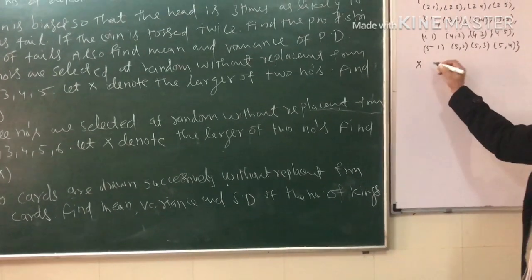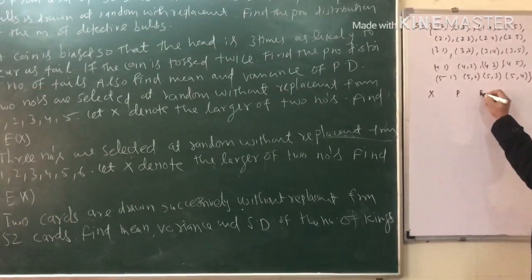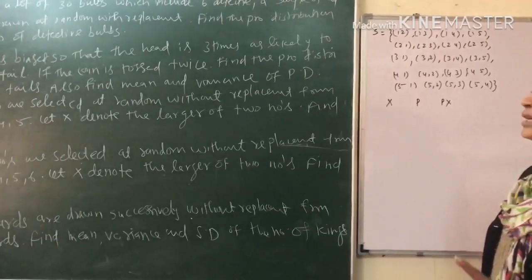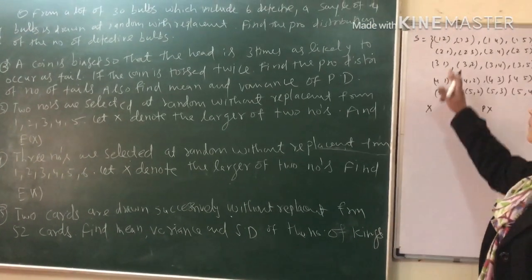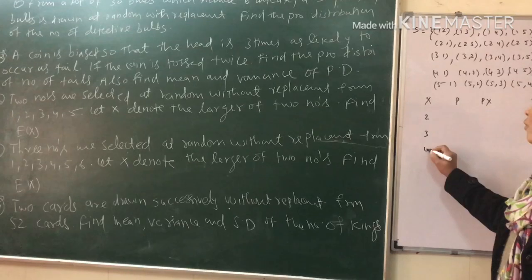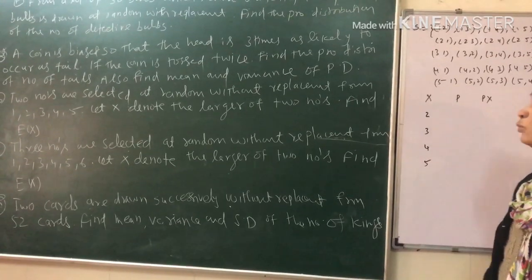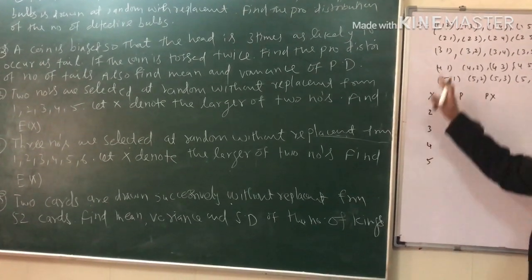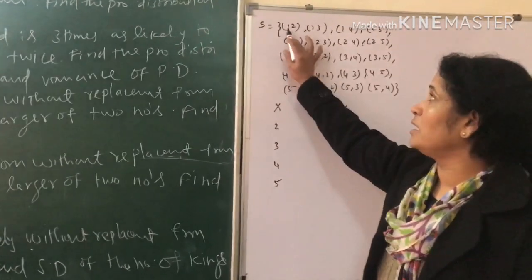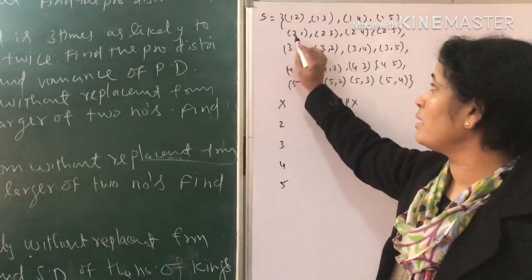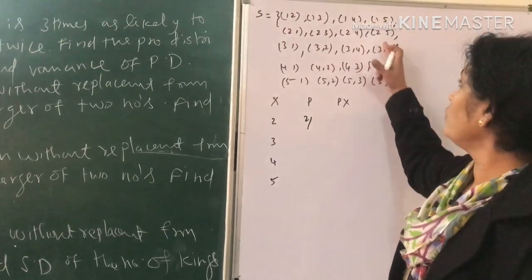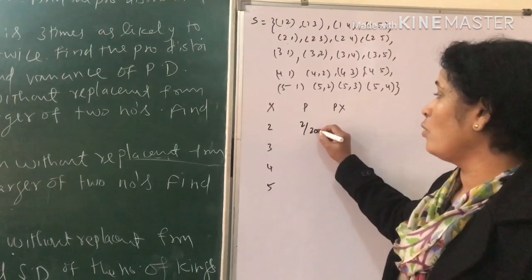Now x, then E(x) they are asking, xp, then px. X means there are two numbers they are selecting, so x denotes the larger of the two numbers. Minimum larger number is how much? 2. So either 2, 3, 4, 5. Okay. Now out of the two numbers, the number 2 is larger. There are two possibilities, 1, 2. See here 1, 2 and 2, 1. 2 is the larger number. So 2 out of total, which is 1, 2, 3, 4, 5, so 20. 2 out of 20.